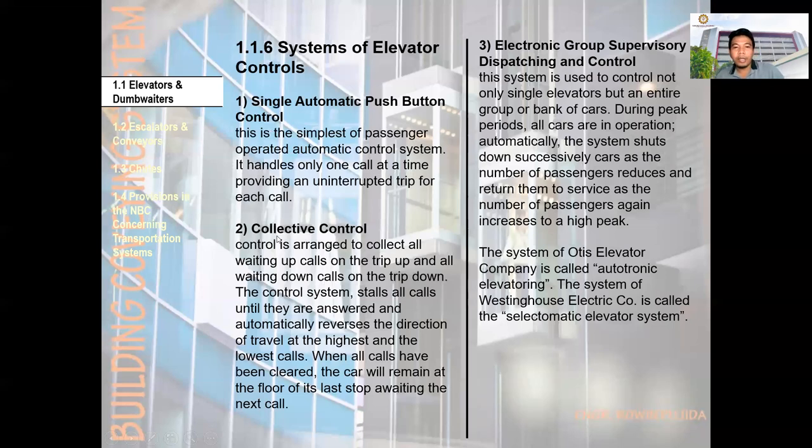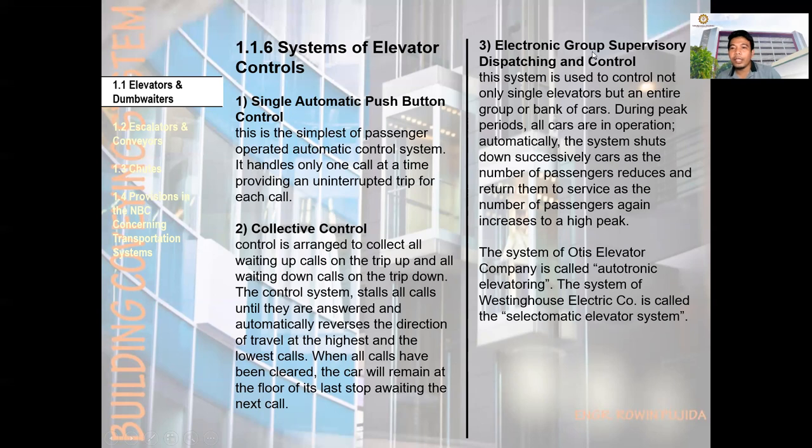And then also we have the collective control. Control is arranged to collect all waiting up calls on the trip up and all waiting down calls on the trip down. The control system stores all calls until they are answered and automatically reverses the direction of travel at the highest and the lowest calls. When all calls have been cleared, the car will remain at the floor of its last stop awaiting the next call. So maybe this is the most commonly used control for elevator systems, the collective control.